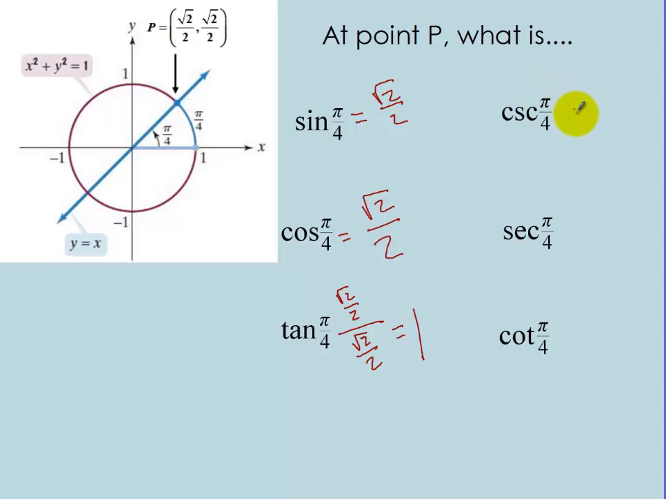Cosecant is 1 over sine, so it's basically flip this. It's going to be 2 over radical 2. We don't like radicals in the bottom, so I'm going to multiply by radical 2 on the top and bottom. So what you're actually going to get is 2 radical 2 over 2, and those 2s are going to cancel, and it's really just radical 2. Secant is going to be the same deal. It's the same math behind it because you're flipping the cosine, so it's also going to be radical 2. And cotangent, you're flipping 1, well, it's still going to be 1.